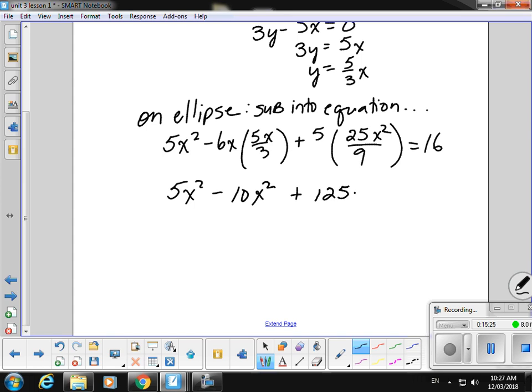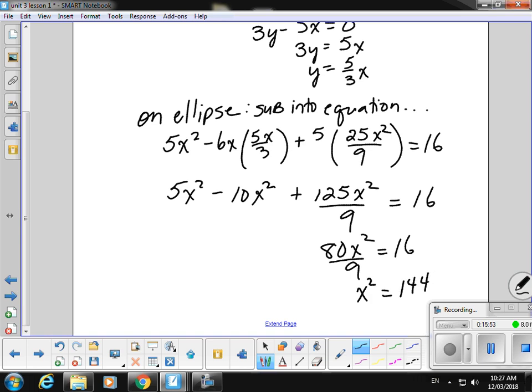125x squared over 9 equals 16. Let's collect them all with a common denominator of 9. So I have 45. Take away 90. That's negative 45. Plus 125 is 80. x squared over 9 is 16. To tidy that up a little bit, I multiply by 9, divide by 80.